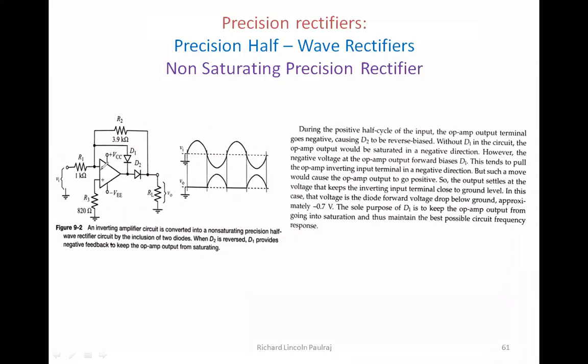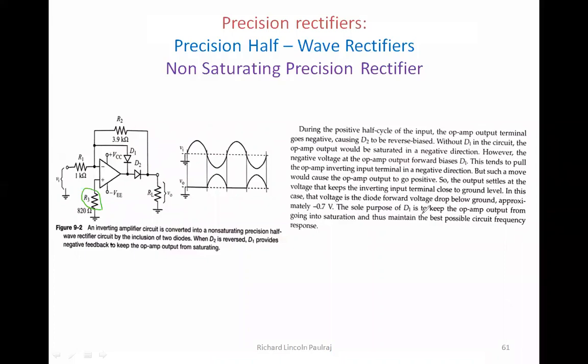So here you can see that the positive terminal is connected to ground via resistance R3. So if we have this, connecting it to ground potential, then this negative terminal also will try to maintain the ground potential as much as possible. So in this case, the voltage is a diode forward voltage drop below ground, approximately minus 0.7.